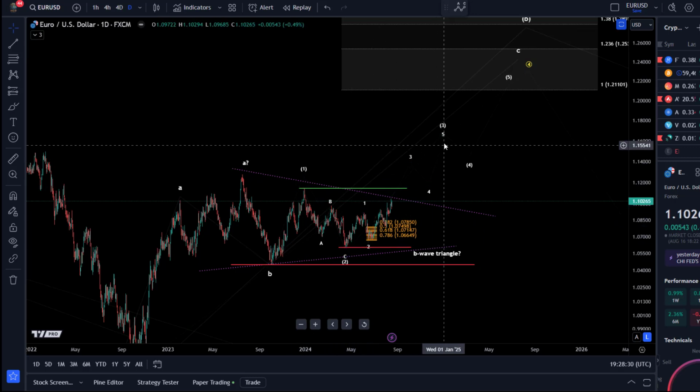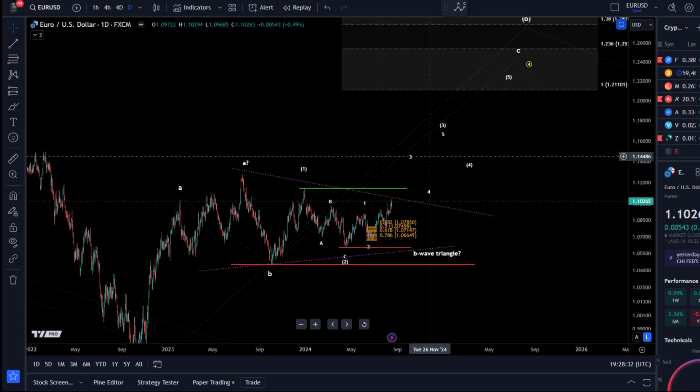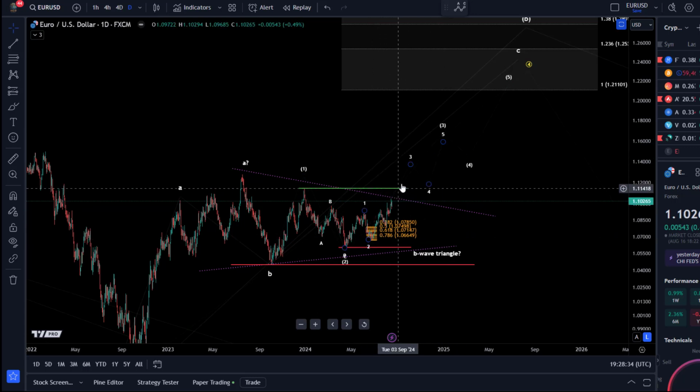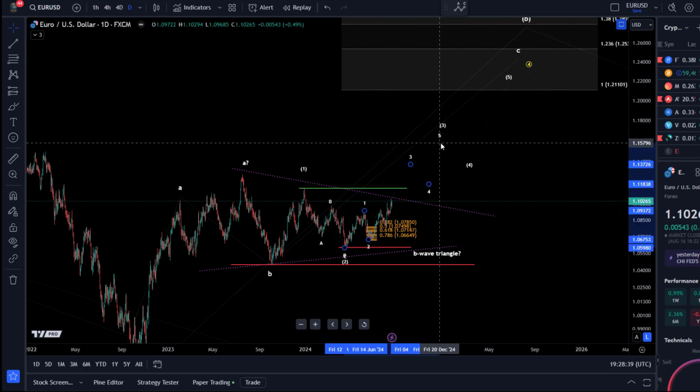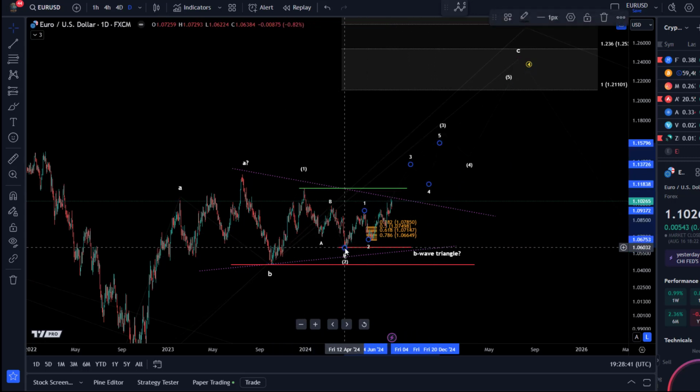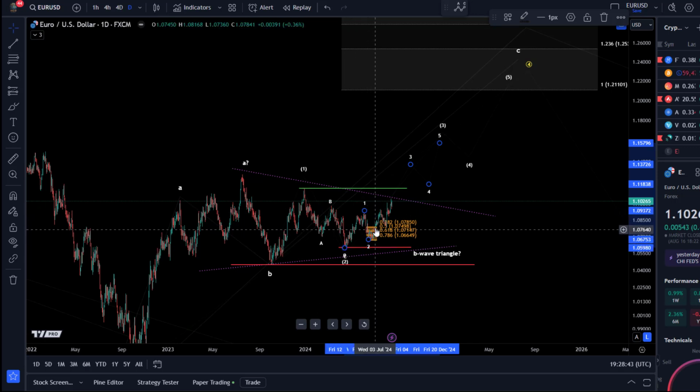Yeah, I mean, I'm not entirely sure if this is going to turn directly into the third wave. It really depends a little bit on the subwave structures. So it could, for example, be a 1-2. We already have a 1-2 here.